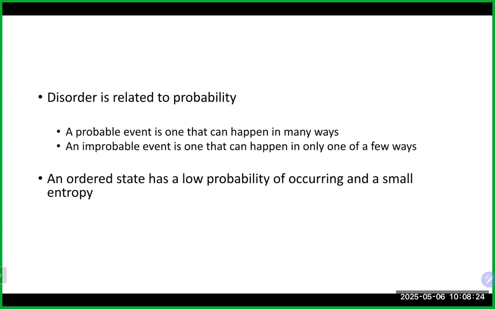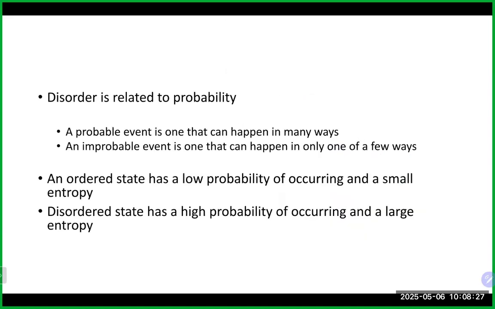When we talk about disorder, it is related to probability. A probable event is one where there are multiple ways that something can occur. An improbable event is one where there are only a few ways something could occur. For example, if we were in this room and there were three doors all around, it is very probable that we could all get out pretty easily. You just pick whichever door you want.